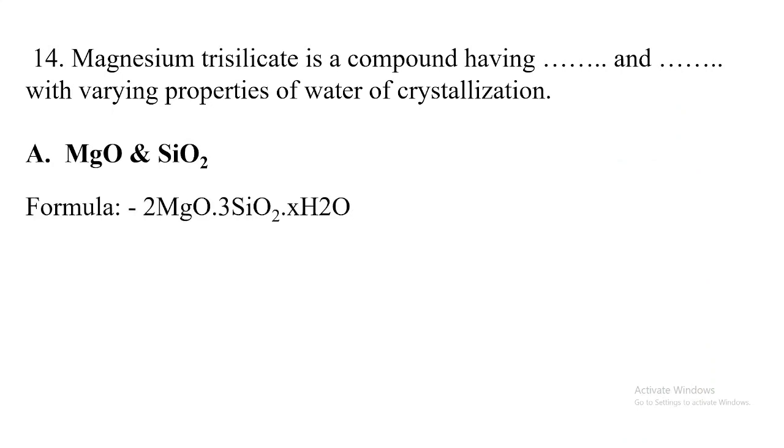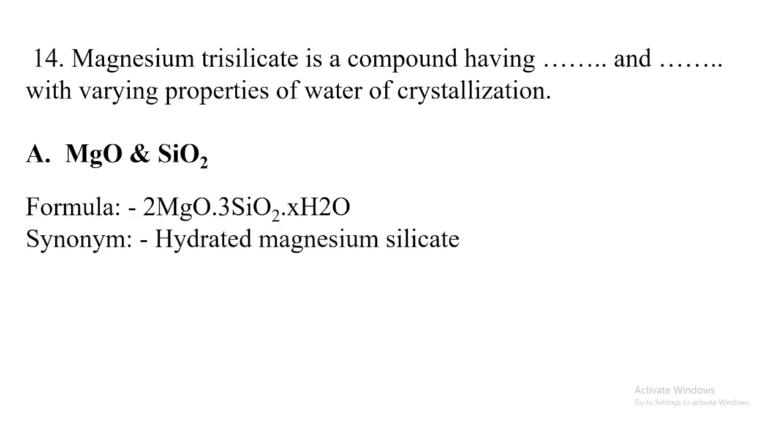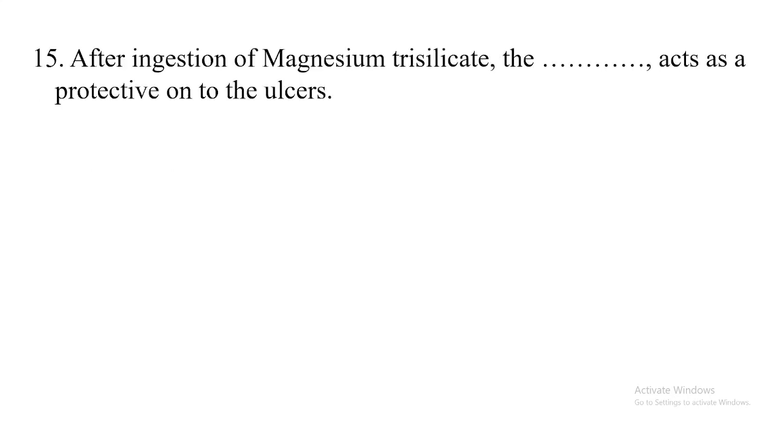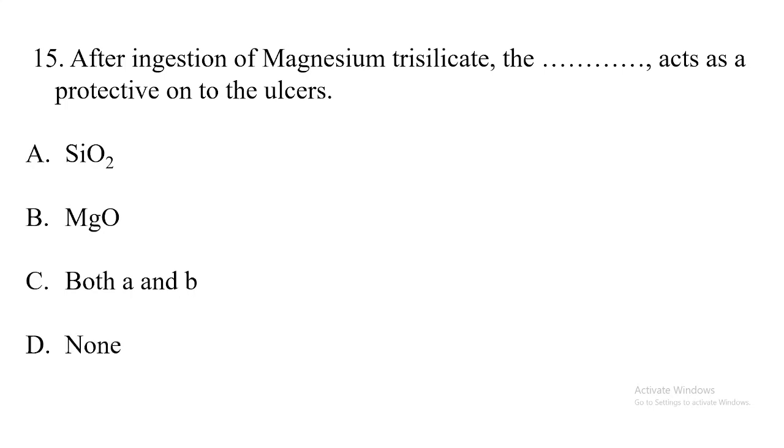The formula is 2MgO.3SiO2.xH2O, and synonym is hydrated magnesium silicate. 15. After ingestion of magnesium trisilicate, the dash acts as a protective onto the ulcers. Silicon dioxide, magnesium oxide, both A and B, or none of the above.